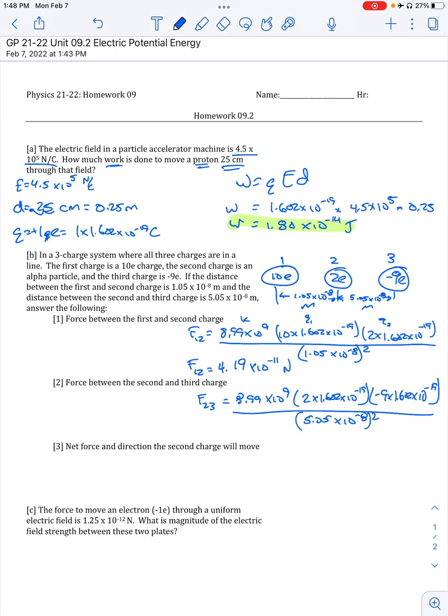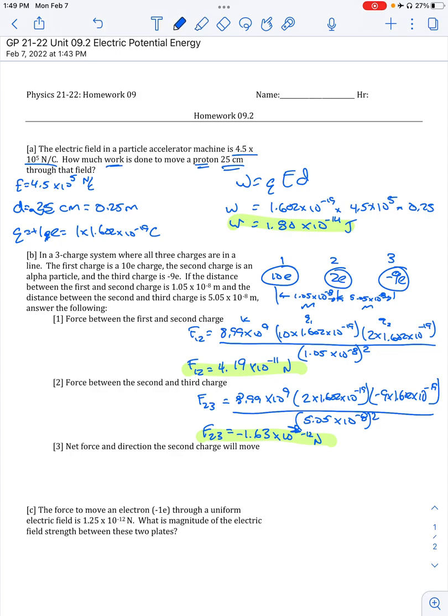Again, squared. All right, 8.99 times 10 to the 9th times 2 times 1.602 times 10 to the negative 19th times negative 9 times 1.602 times 10 to the negative 19th. All that divided by parenthesis 5.05 times 10 to the negative 8th squared. All right, so my force between 2 and 3 is going to be negative 1.63 times 10 to the negative 12 newtons. All right, so, whoops, undo that. That's what I wanted to do.